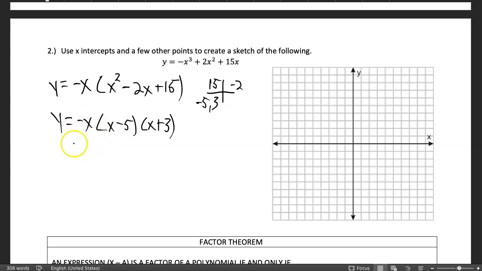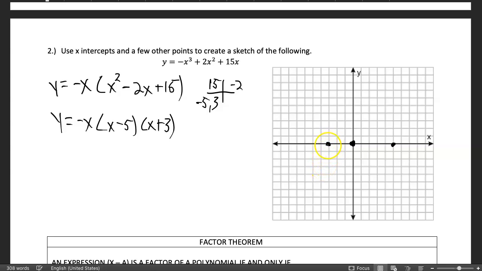What do we know from this equation? Well, we know we're going to have an x-intercept at each of these factors. We have -x, so that's x plus 0. So we'll have an x-intercept at 0. We'll have an x-intercept at +5. And we'll have an x-intercept at -3. 1, 2, 3.